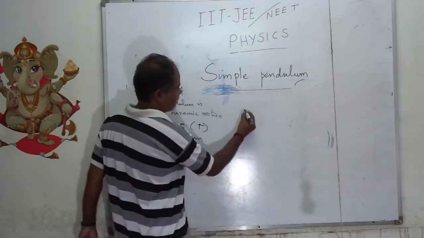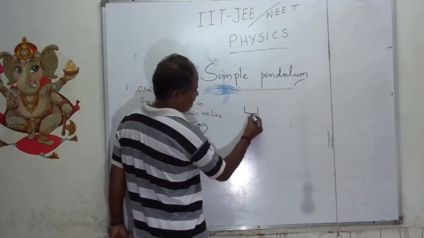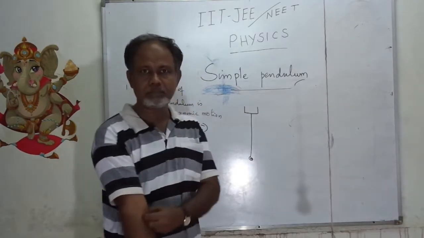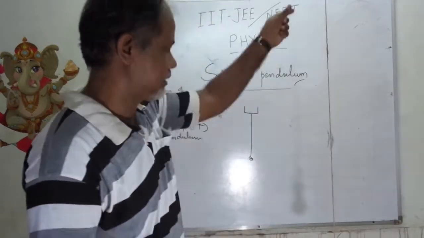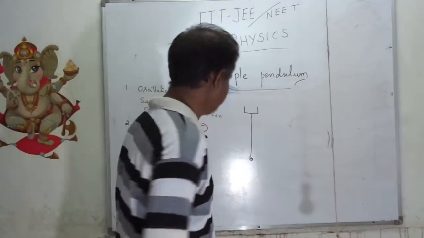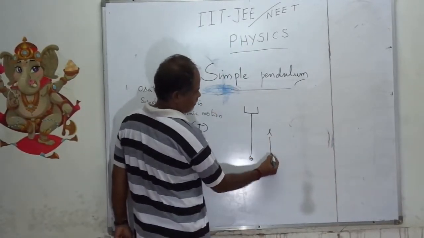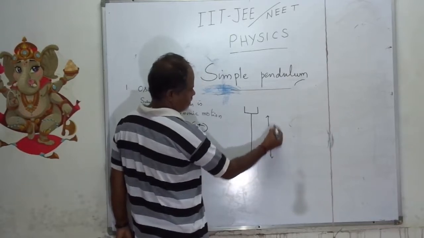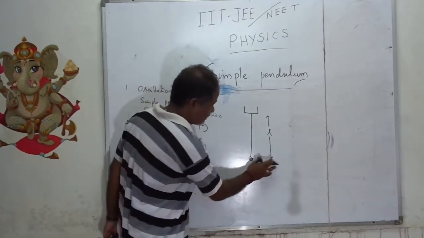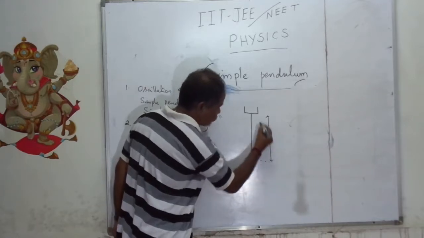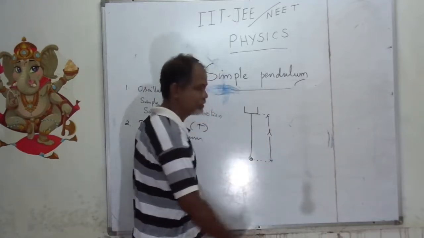For that, let us consider a simple pendulum with a bob of mass m. The length is L. What is length? Length is nothing but the distance from the center of mass to this point.